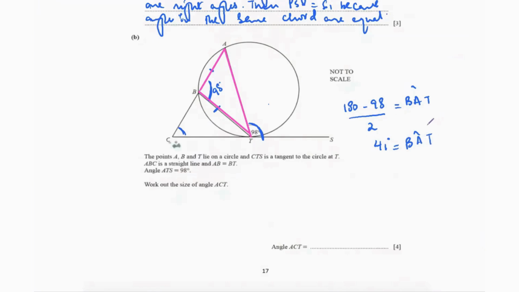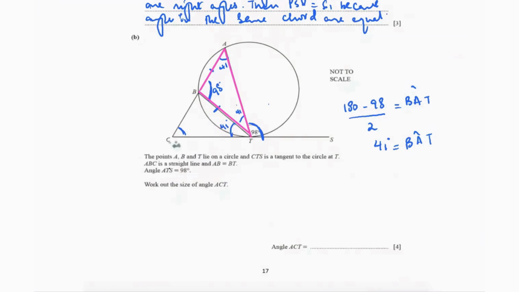So alternate segment theorem is a theorem that is very commonly used. So is the cyclic quadrilateral and angles coming out of the same chord. These three are very commonly used. So we have these two angles. This is 41 and this is 41. So to find ACT, we know that if this is 41, this is also going to be 41 because alternate segment theorem.